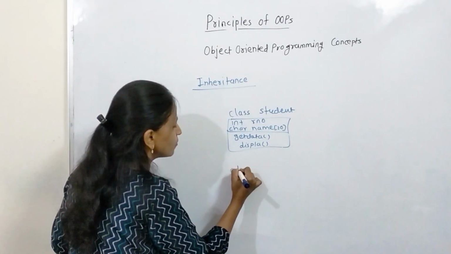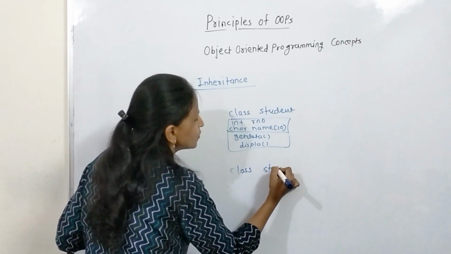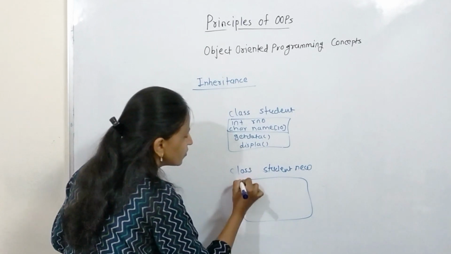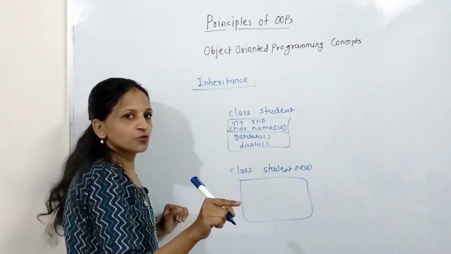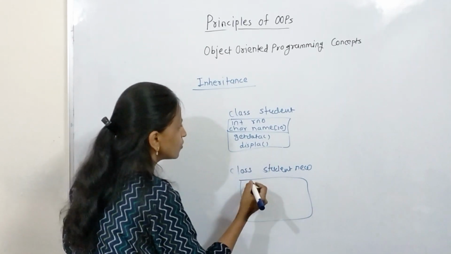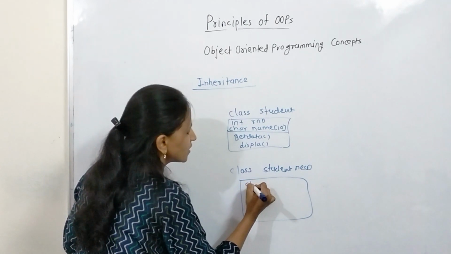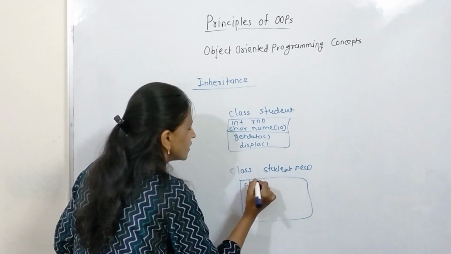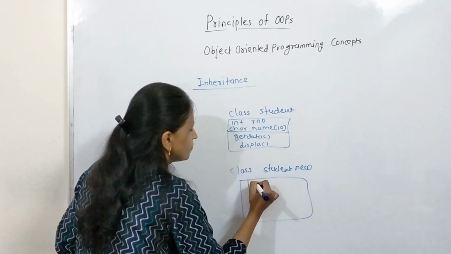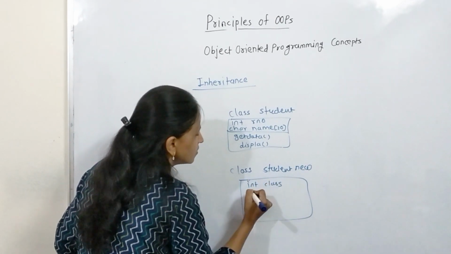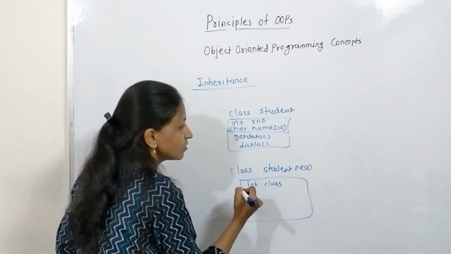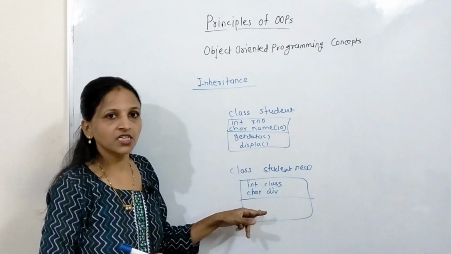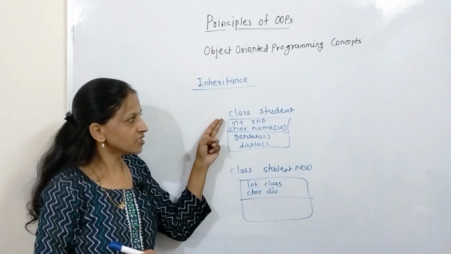See, I am creating one more class, like class student new. Inside that we will write only whatever extra attributes are needed. Like I want to store the class of that student, an integer class, like 1, 2, 3, 4. And then one more attribute I want there, like division. Means these two attributes I want additionally in this student class.